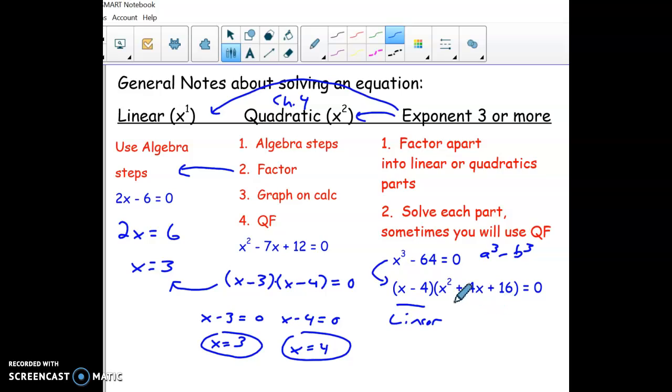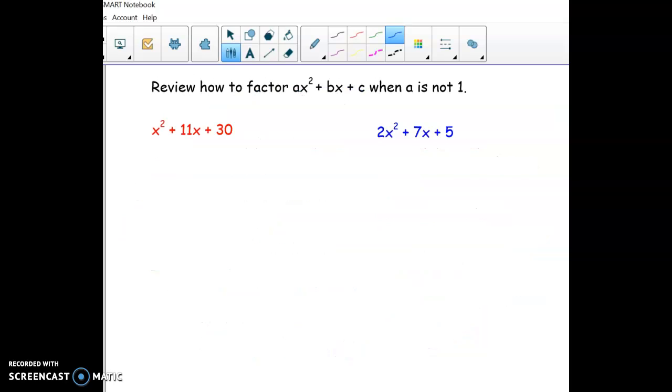And then we have a quadratic part, an x squared, that we can solve with our methods back in the x squared world, right? So that's the idea, is to break it down into lower exponents and then solve the parts using the methods that we learned previously in algebra.